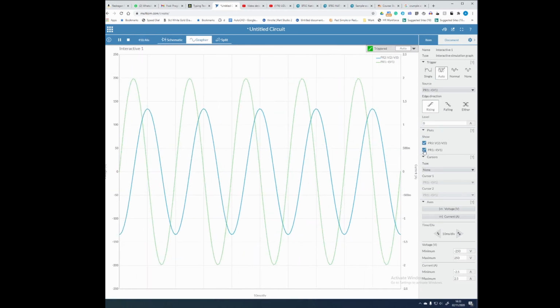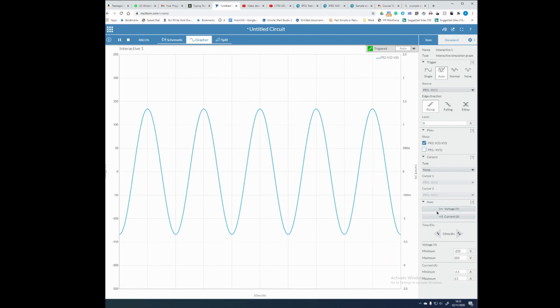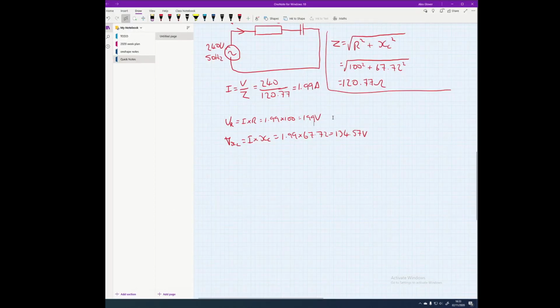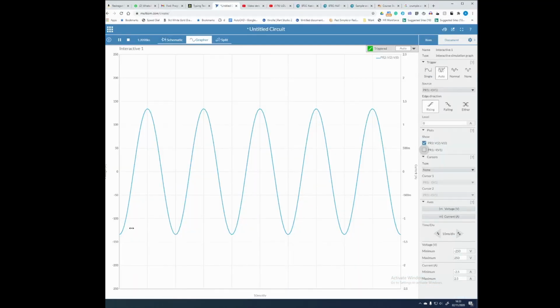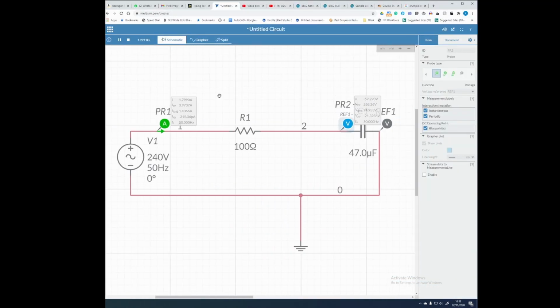We go and have a look at the graph. That's the current. We can turn the current one off. So if we look at this, the peak here comes up to about 134, which is half of 268. And if we go to our calcs, 134. So this has perfectly represented our calculations.